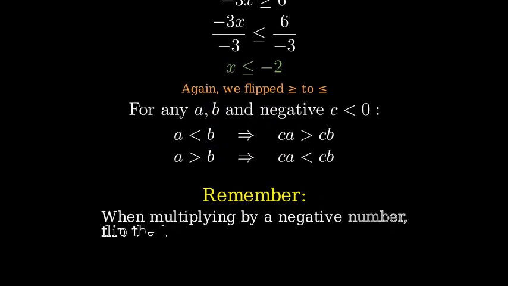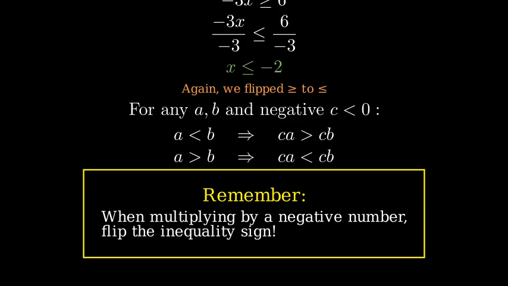In conclusion, remember that multiplying or dividing by a negative number reverses the direction of the inequality. This happens because multiplication by a negative number reflects points across 0 on the number line, changing their order. By understanding this principle, you can correctly solve inequalities involving negative coefficients.